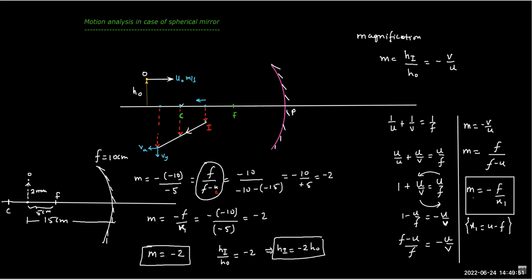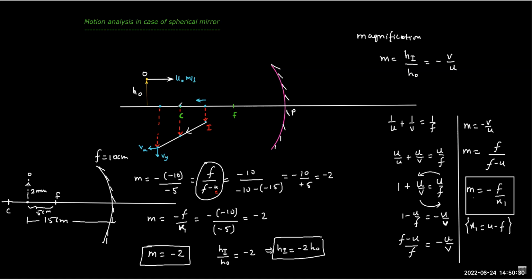Only when the object lies on the principal axis, the magnification part will never work, because m needs some h naught to magnify. If h naught is 0, you cannot magnify anything. Understood? So it will never go away from the principal axis; it will remain on the principal axis no matter what. And if 0 is magnified infinite times, it remains 0, because 0 into any number is 0. So even if the magnification is infinity, it really doesn't matter. Understood?